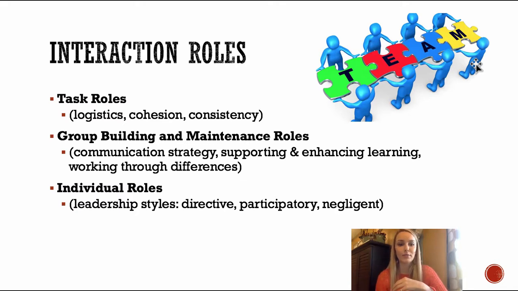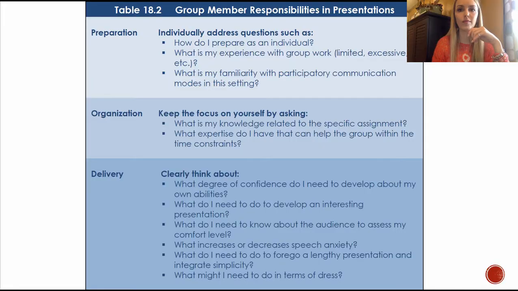So here it kind of seems like directive, you're going to really get things done. Negligent, you're starting that conversation, but the end goal is kind of still up for grabs. And participatory, you are concerned with both feelings, approach, maintenance, and that end goal there. I mentioned earlier that group members all naturally fall into a certain role within the group, and often it falls back to how you fit into the group, falls back to this table. I really liked this table from your text that talks about preparation, organization, and delivery.